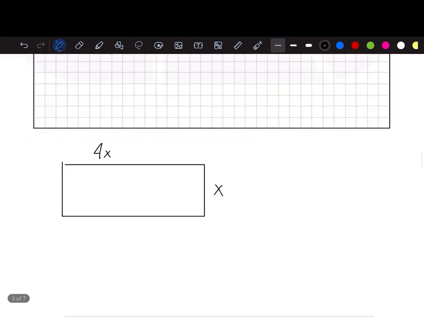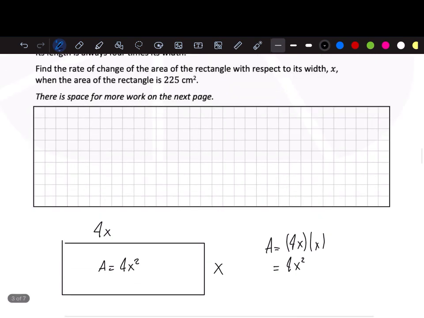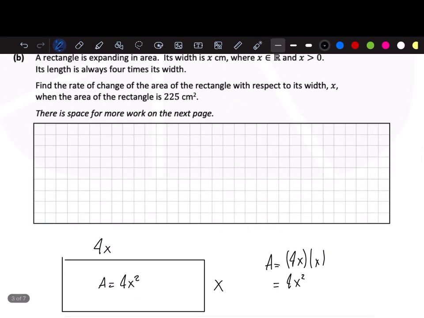So if we draw this out, as you did the other night, we have a length here, which is 4x, and then we have our width, which is x. So I know that the area is equal to length by width, so it's going to be 4x by x, which is just equal to 4x squared. So I know that the area of this is equal to 4x squared. Now, find the rate of change of the rectangle with respect to its width x when the area of the rectangle is 225 centimeters squared.